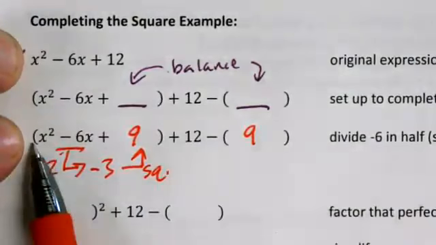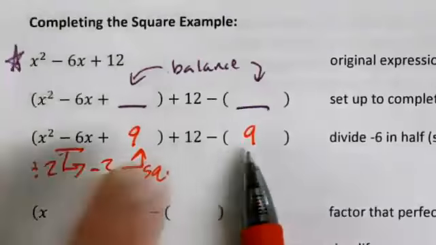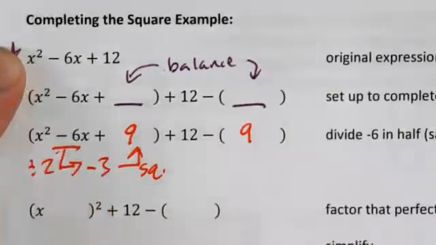We still have an x squared, we still have a -6x, we still have a plus 12. I've got a plus 9 and a minus 9 in here, but those would ultimately cancel each other out and leave us with the same thing, correct? So we haven't changed anything, we've just changed the way that it looked.